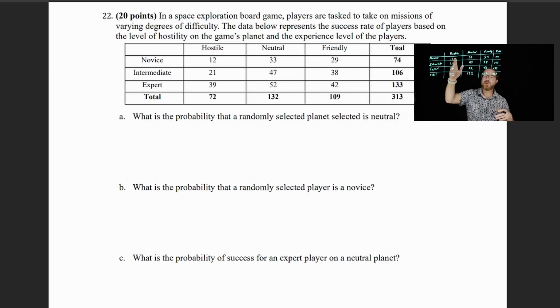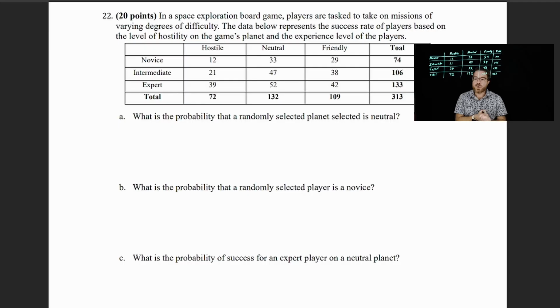For example, 12 players that were novices were able to succeed on a hostile planet. 21 players that were intermediate were able to win on a hostile planet. 39 players who were expert were able to win on a hostile planet, for a total of 72 people who were able to win the game on a hostile planet. I will admit this is not one of my better problems I've made in the past. This was actually a prior test question because one of the questions is a little bit ambiguous, and I had some students argue about it because the wording wasn't as precise as it should be, and I ended up giving credit for both approaches, but I'll tell you what the idea of the problem was.